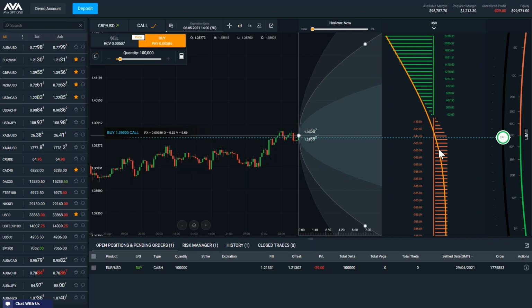If the market is going down, same story. As the market goes down, if spot drops 10 pips, the option value will drop about 5 pips. That's the delta. The delta is the change in the option price relative to the change in the underlying asset.